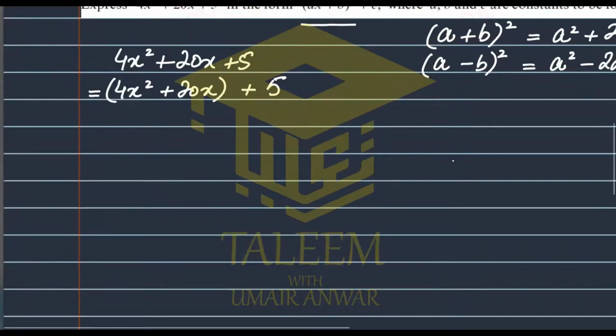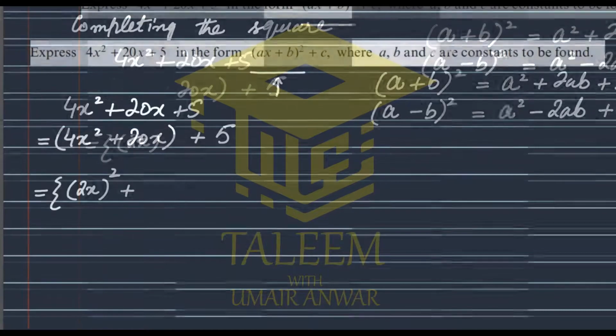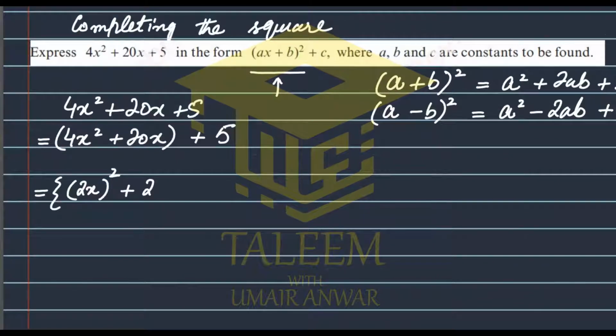So if we look at these two terms, we can see that 4x square is actually a perfect square, and it is the square of 2x. And then according to the formula, there should be a term with positive 2 times the first term and then the second term. And according to the formula, there should be the square of the second term, which should be added as the last term.